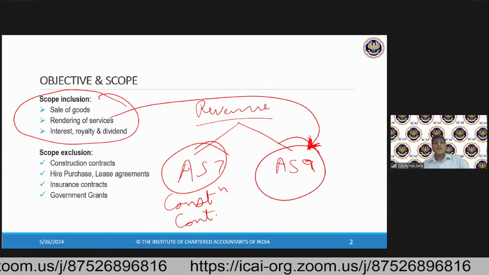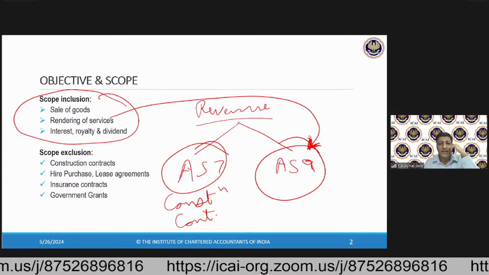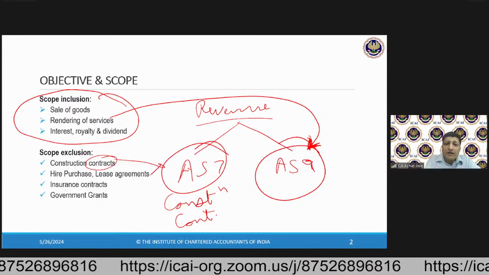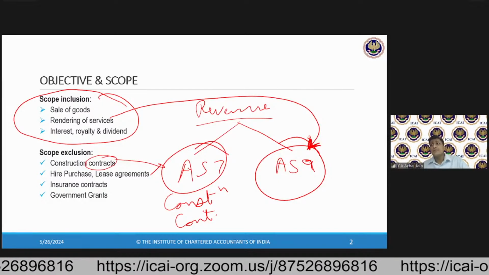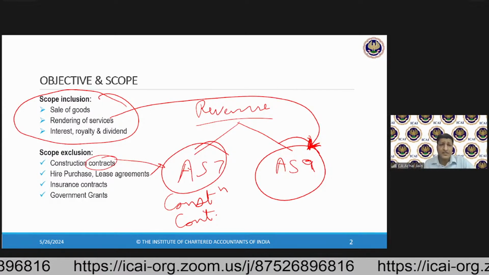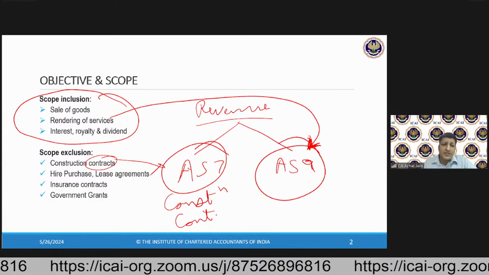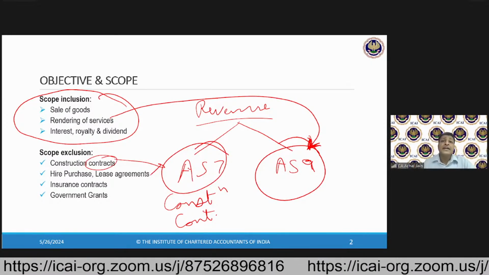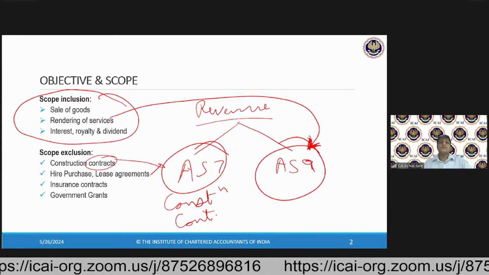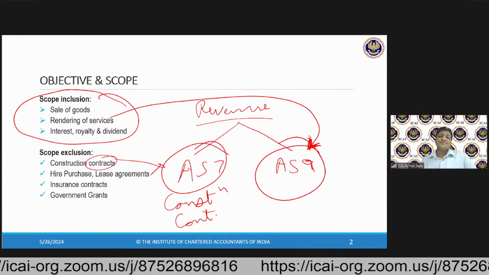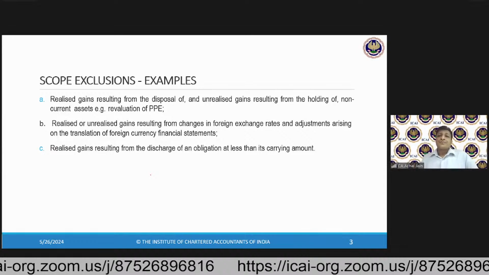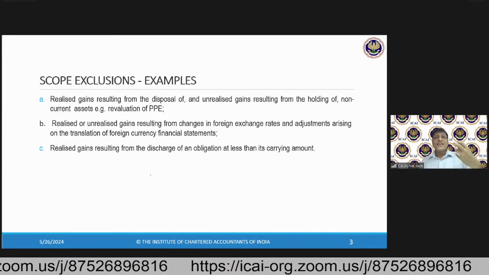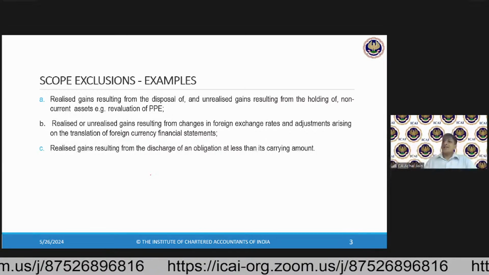But there are some contracts which have been excluded from AS9. What are those? Construction contract. Why? Because it's been covered by AS7. Lease agreement. Why? Because there is a separate standard dealing with this. Insurance. Why? Because the guidance for that is separate. Government grants. Why? Because there is a separate standard dealing with that requirement. Now, let's discuss some examples and try to understand what is not really covered within the scope of AS9.